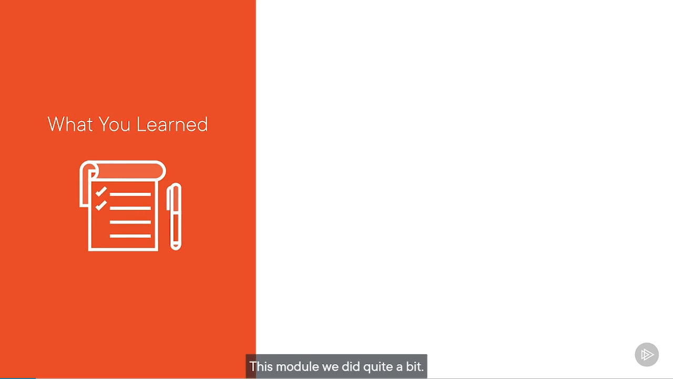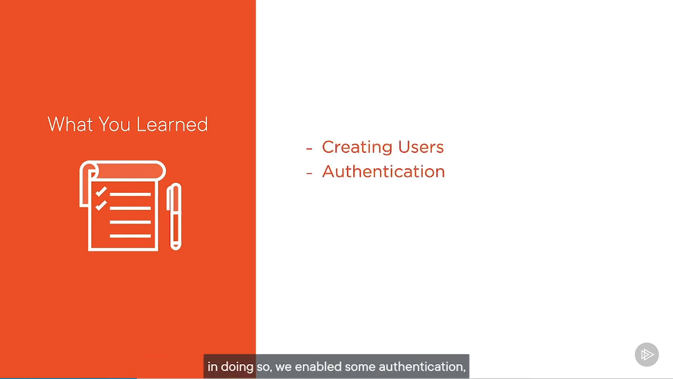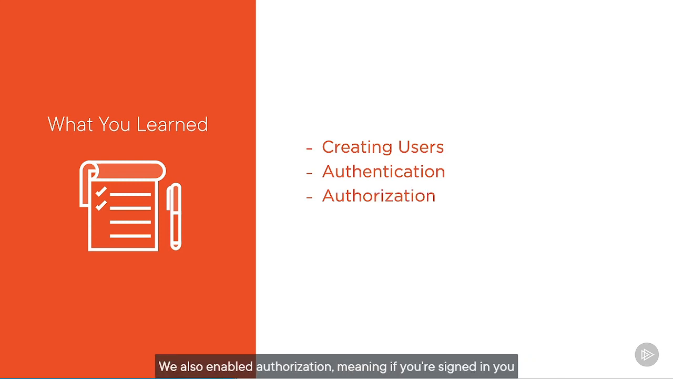All right, this module we did quite a bit, right? We created users. We allowed you to sign up for this website. And in doing so, we enabled some authentication. So we validated a login and a password and sent you to a different page depending on what it was. We also enabled authorization, meaning if you're signed in, you can see sessions. If you're not signed in, you can't see sessions. And we kind of worked through all of that.